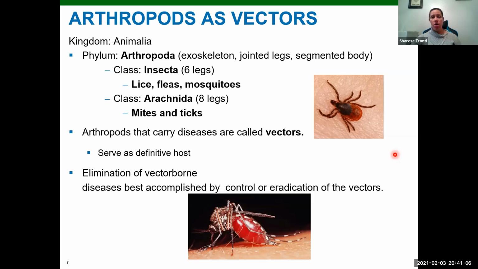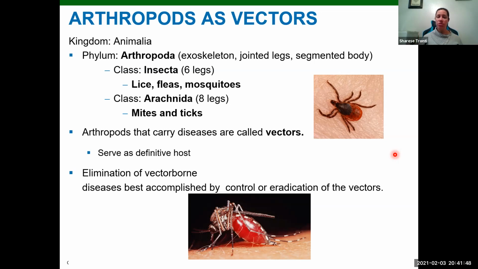Now we're going to talk about arthropods here at the very end. We've already talked about arthropods being vectors. Vectors being that it's an insect or an arachnid that's carrying the pathogenic species either inside it or on it. We're going to talk about two different types of arthropods. Insects have 6 legs, and include lice, fleas, and mosquitoes. And the other type is arachnida, which has 8 legs and includes mites and ticks. Again, they're vectors.